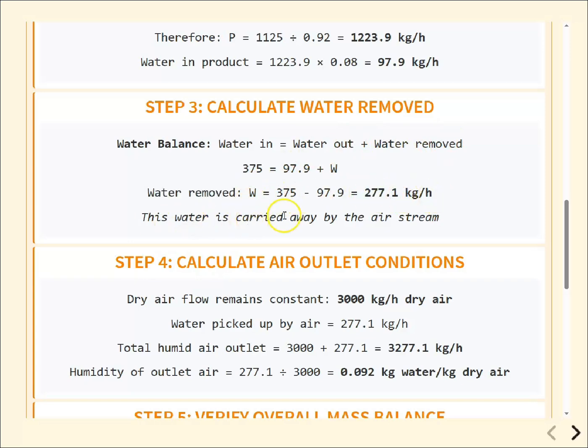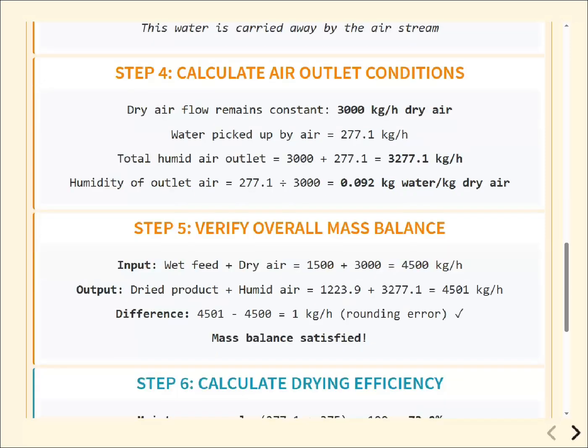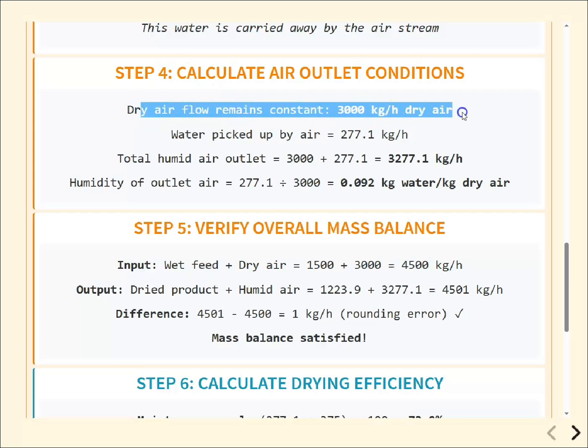So this water is actually carried away by the air stream. This means we are removing 277.1 out of 375 kg per hour of water. Step 4, calculate the air outlet condition. The dry air flow remains constant, that is 3000 kg per hour.